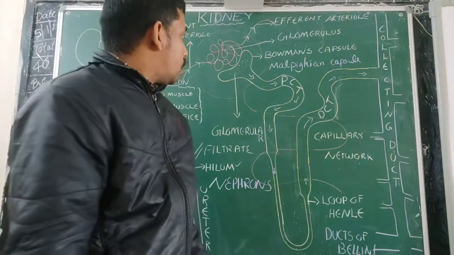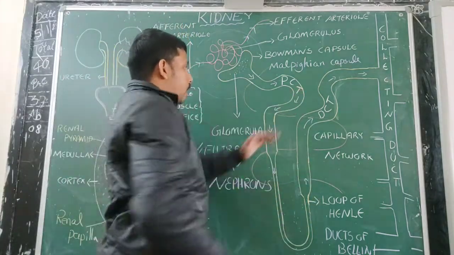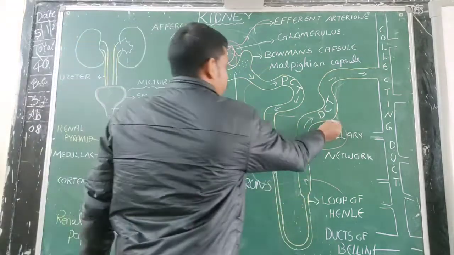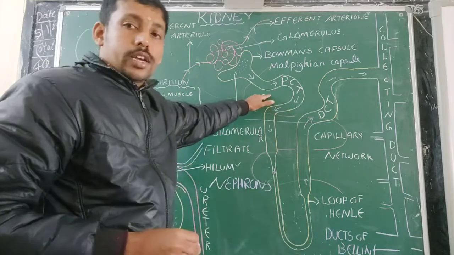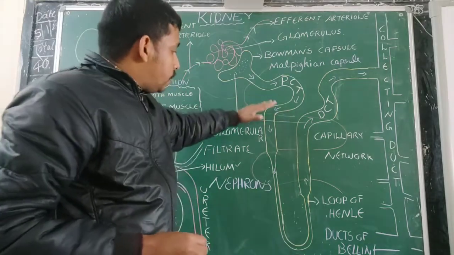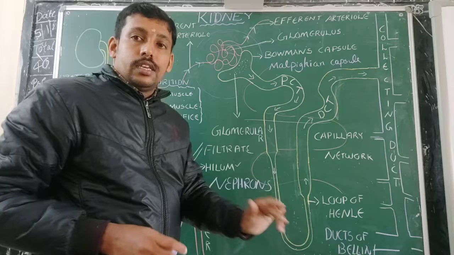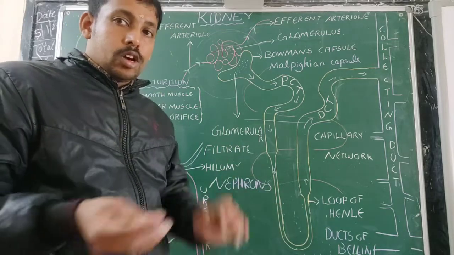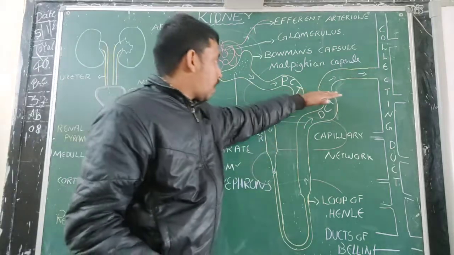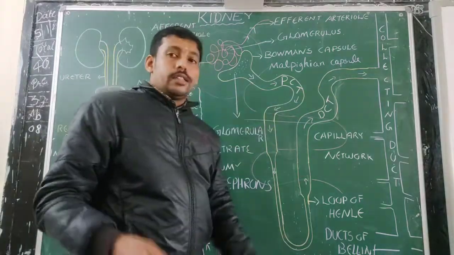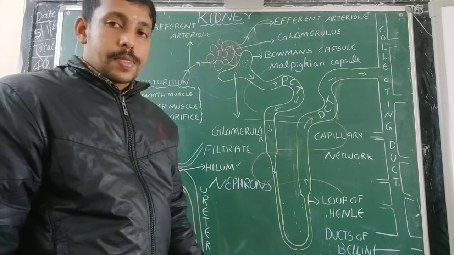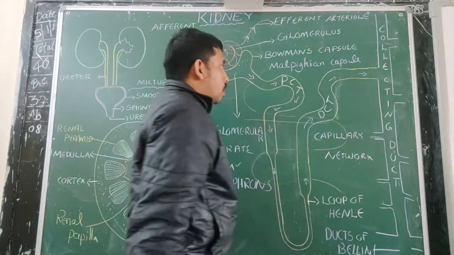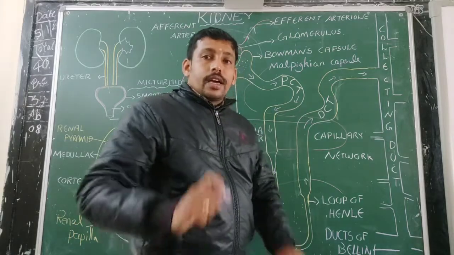So the PCT, DCT, and Bowman's capsule all lie in the cortex region, and the loop may be lying in the medulla. We have the kidney, we have cortex and medulla. So these regions are lying in the cortex, and this region is lying in the medulla. And finally this DCT is going to open into a collecting duct.